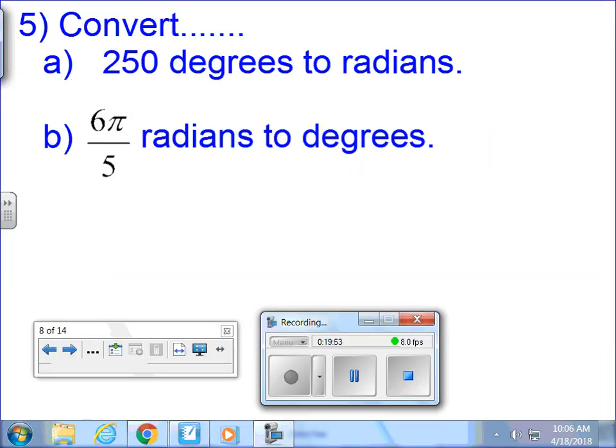All right, a lot of negotiations, but the dictator has spoken that 5 will be our last problem.